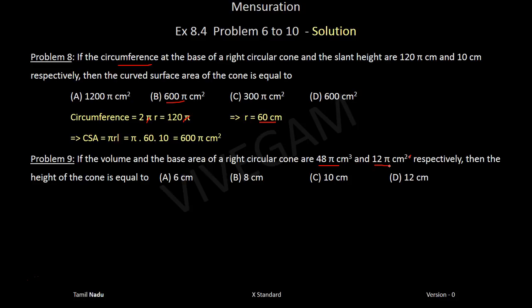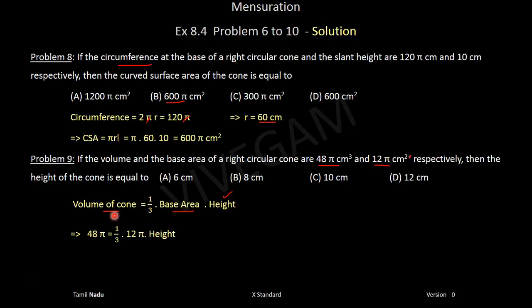What is the volume of the cone? Volume of the cone is 1 by 3 pi r squared h. But what is pi r squared? That is the base area, because the base is a circle, into height. So in this case, we know volume is given and the base area is given. So which means this can be calculated. So all we need to do is substitute the values in this formula and simplify it. You will be able to get it.